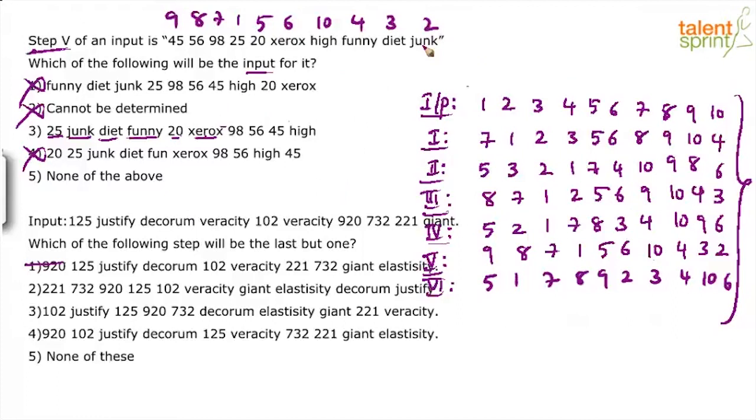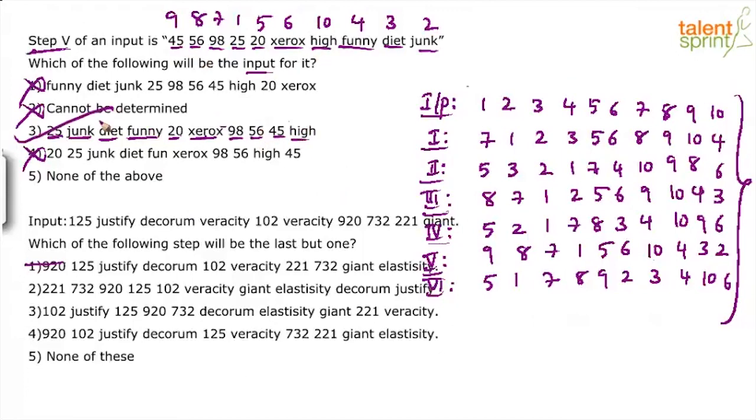You know that the input should be 1, 2, 3, 4, 5, 6, 7, 8, 9, 10, right? So 1, 25, yes. 2, junk, yes. 3, diet, yes. 4, funny, yes. 5, 20, yes. 6, Xerox, yes. 7, 98, yes. 8, 56, yes. 9, 45, yes. And 10, high, yes.